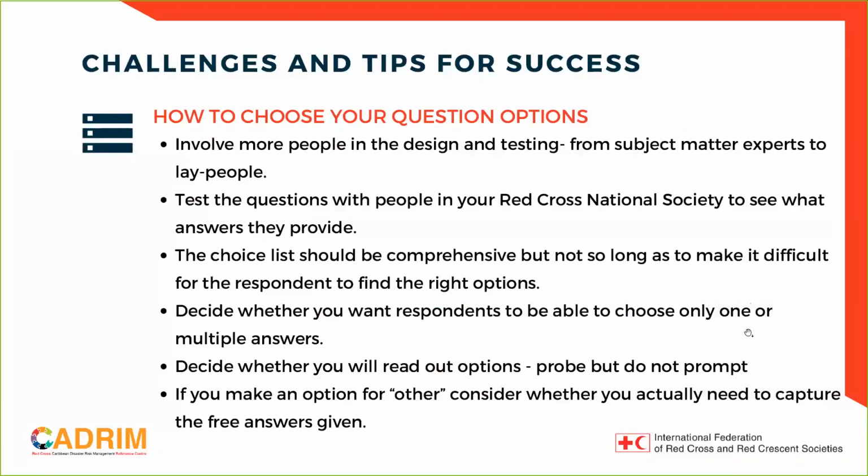All right, and we want to decide also, we touched bases on this before, but decide whether you want respondents to be able to choose only one or multiple answers. We've already explained that restricting choices to just one answer may not be very logical, because there may be a myriad of ways in which persons can respond to things, a myriad of actions that they can take, or multiple things that they know. So you have to decide how many choices persons are able to select. Decide whether you will read out options, again.